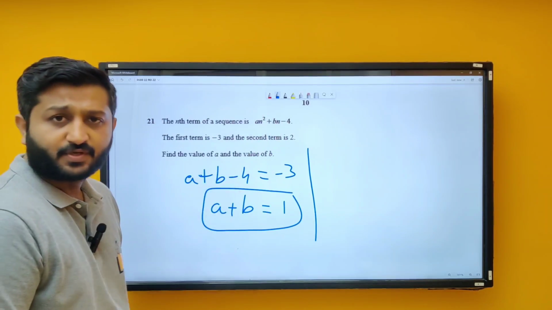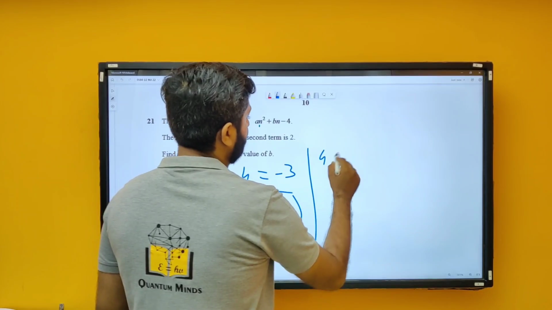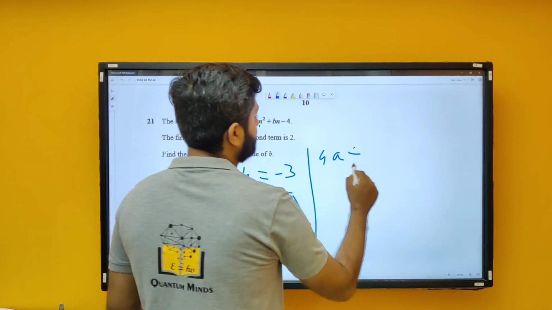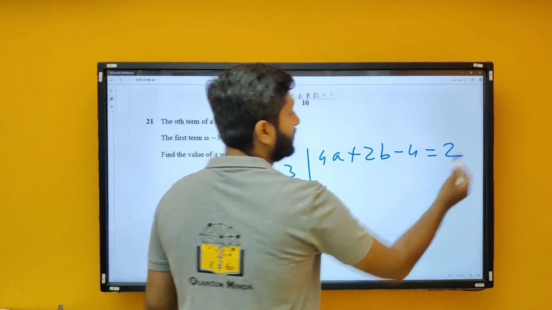The second term is 2. So let me substitute n as 2 here. So 2 square, 4a, plus 2b minus 4 equals 2.